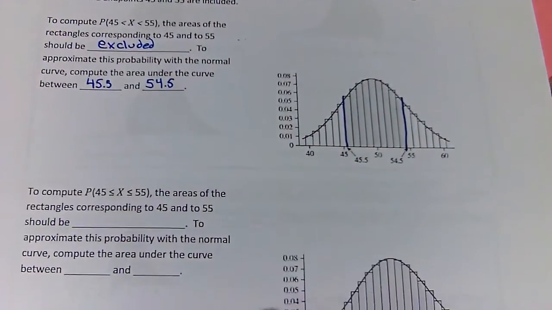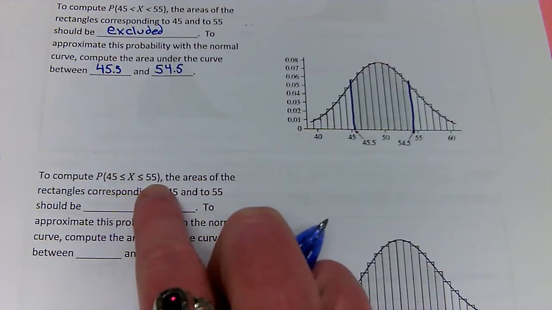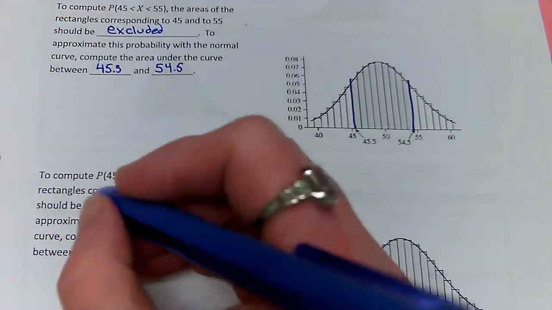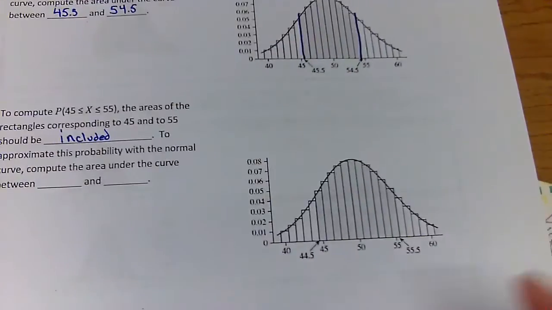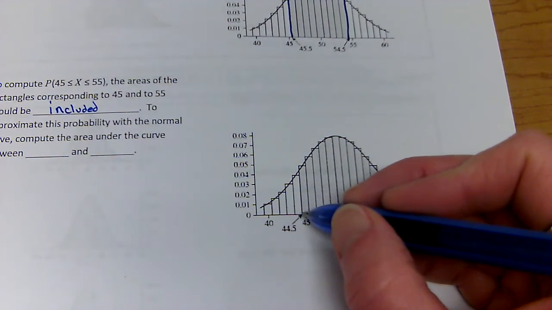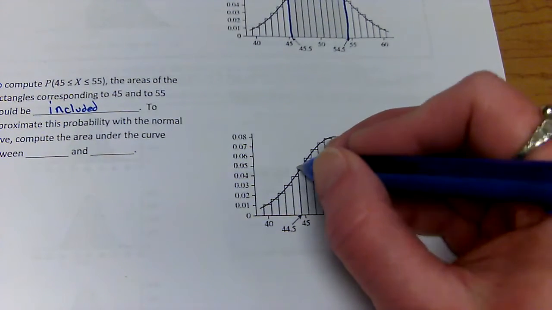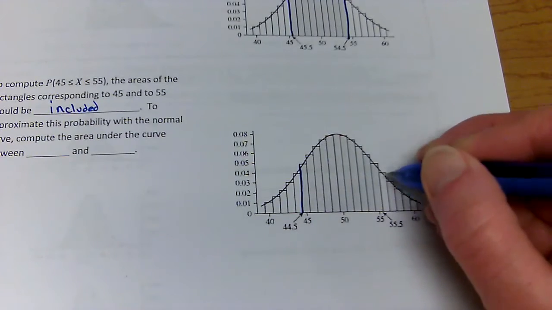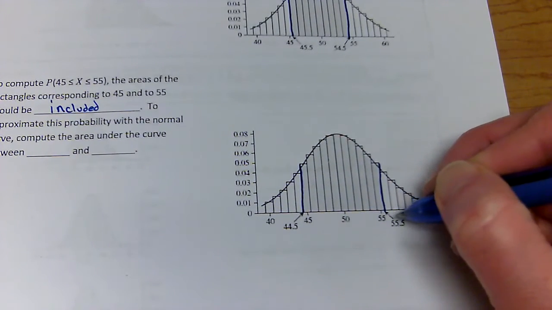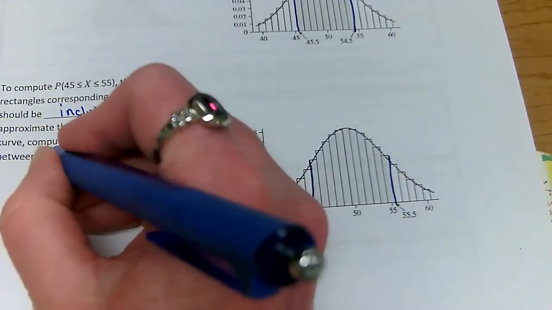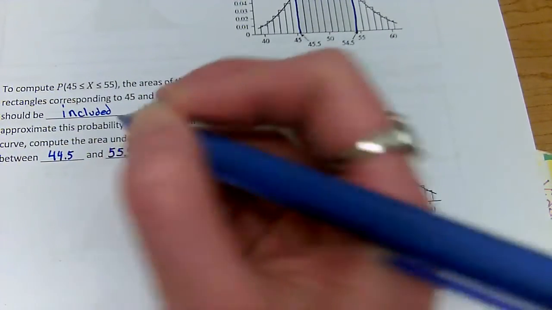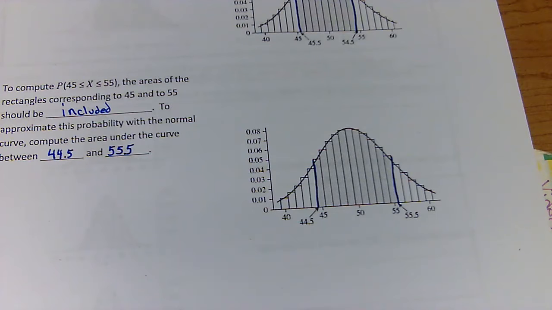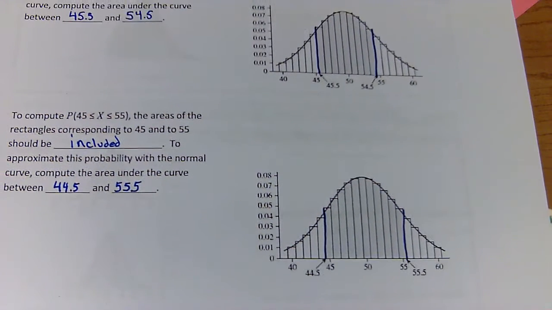Now let's see the difference if we're including those values. So if we're including those values, then the rectangles should also be included. So we're not just going to go to 45, we're going to go to the end of that rectangle, which is a half a step further, and the end of this rectangle, which is a half a step outside of those numbers. So we'll be going between 44.5 and 55.5. So we're going to have to ask ourselves, are we going below that number or above that number? And so we need to be careful about where our endpoints are.